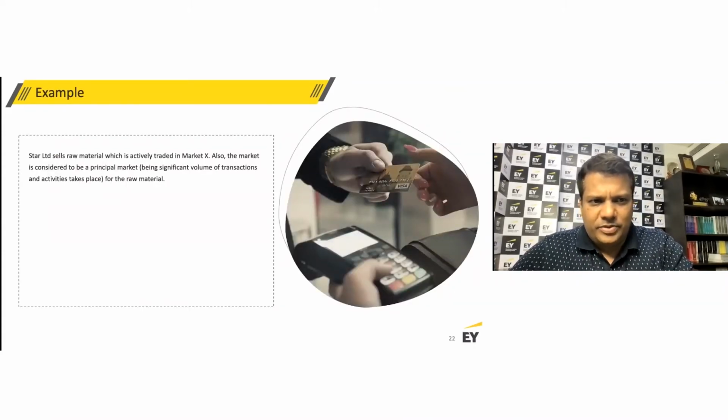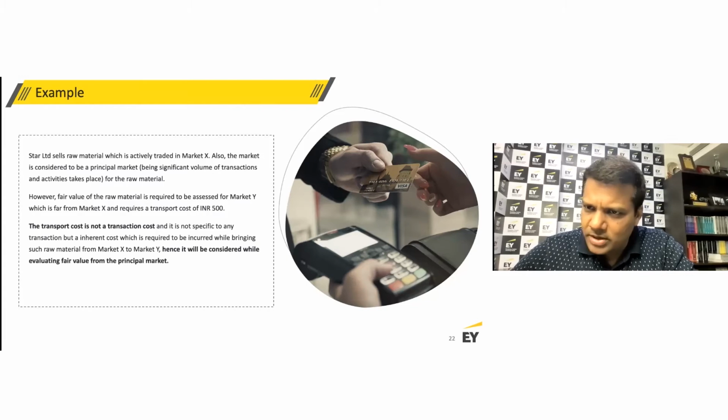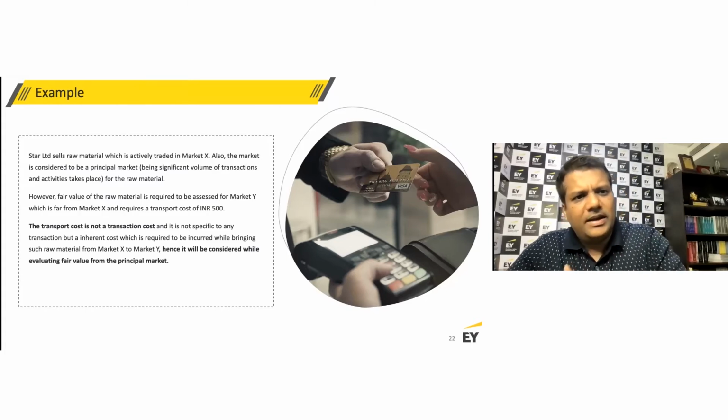Star Limited sells raw material which is actively traded in market X. Also, the market is considered to be a principal market, being a significant volume of transactions and activities for the raw material. However, fair value of the raw material is required to be assessed for market Y, which is far from market X and requires a transportation cost of INR 500. The transportation cost is not a transaction cost and it is not specific to any transaction, but an inherent cost. Hence, it will be considered while evaluating fair value from the principal market, from market X to market Y.